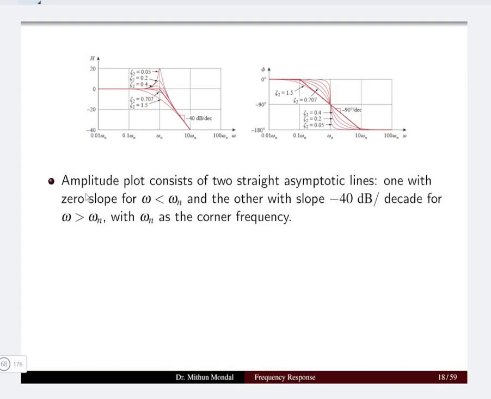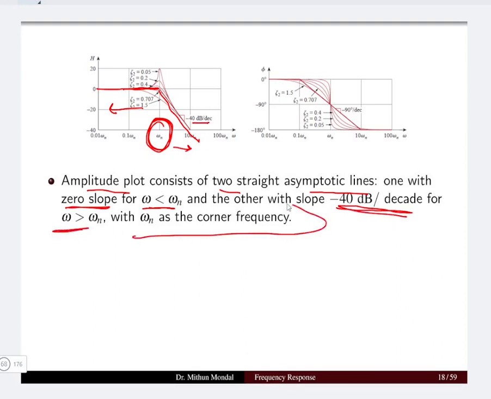So the amplitude plot consists of two straight asymptotic lines. So we can see that the first asymptotic line is here, and then the second line is here. So these two lines will be meeting at one point. So when omega is less than omega n, so here we have the omega n, below that we will have a line with a 0 slope, and above omega n we will have a slope of minus 40 decibel per decade here, and that is for omega greater than omega n. Whereas omega n is the corner frequency for the quadratic pole.